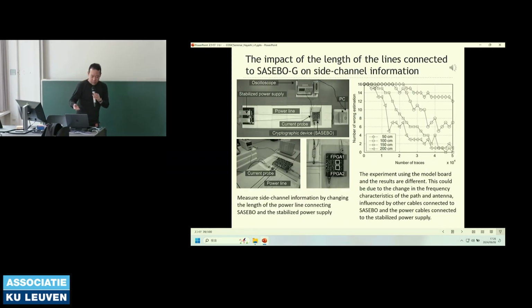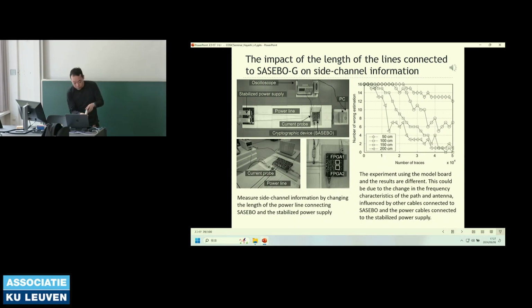Okay, let's move on to actual devices. It is not the model board. We focus on the susceptible length. We can change the transmission line length. In this experiment, we change the power line length. Finally, when changing the usage environment using boards other than the model board, we examine the impact of these changes on leaked electromagnetic information.